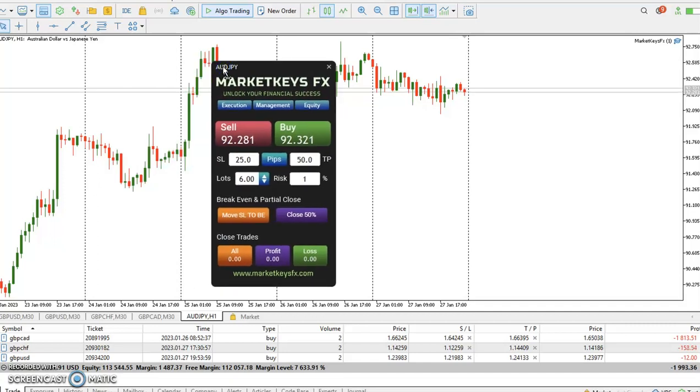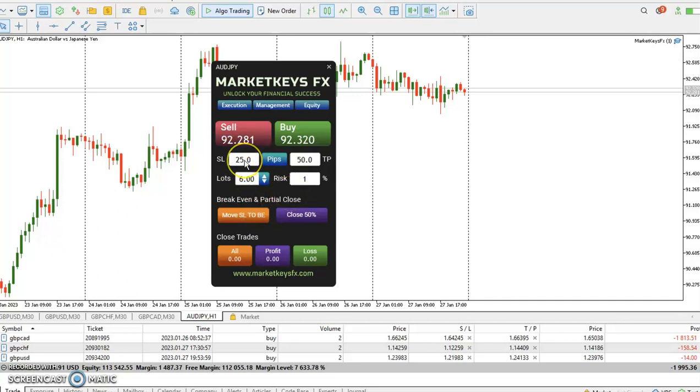This trade manager allows you to manage your trades by automatically moving stop loss to break even. You can choose to close 50%. You can choose to close all the trades in profit. You can choose to close all your lost trades, or you can choose to close all your trades. All right, so this is the execution panel of the trade assistant.